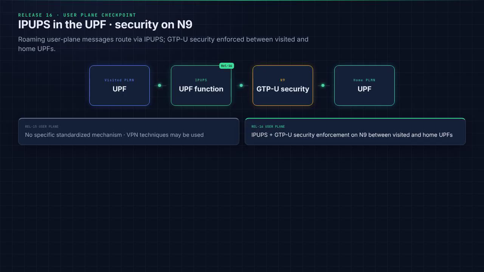A useful analogy. REL 15 built a proper passport control booth for official documents, the signaling. REL 16 adds a cargo inspection lane for the goods themselves, the user packets, with inspectors stationed at the UPF border on N9. Plain restatement. The later release adds a named user plane function and a stated security enforcement point. Control and user plane now both have first-class interconnection security concepts, enforced at different places by different entities.